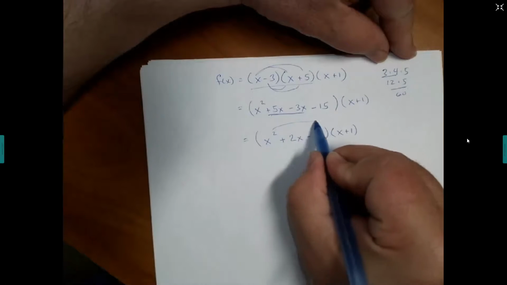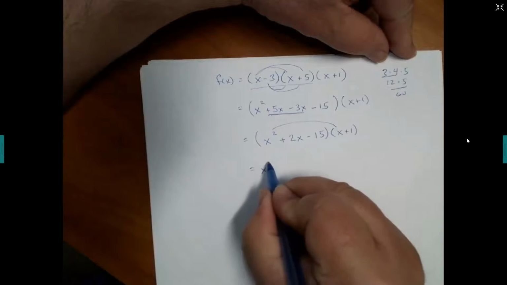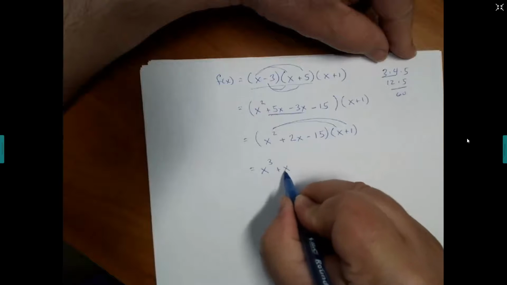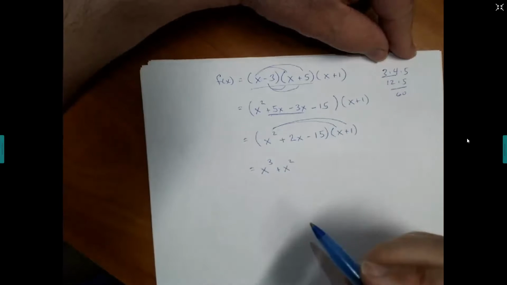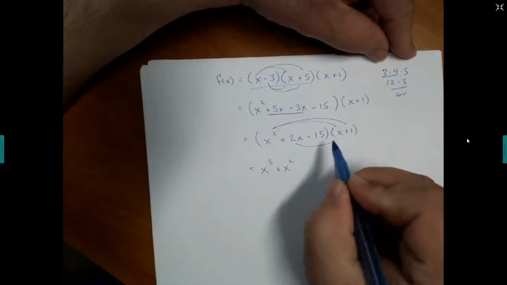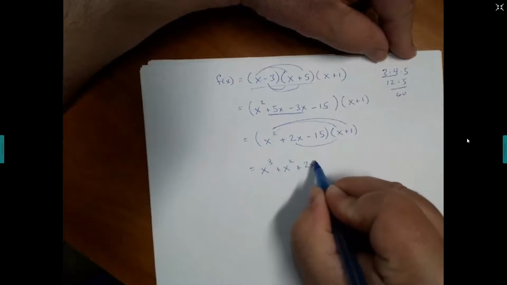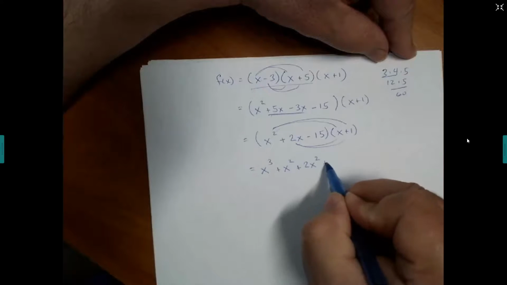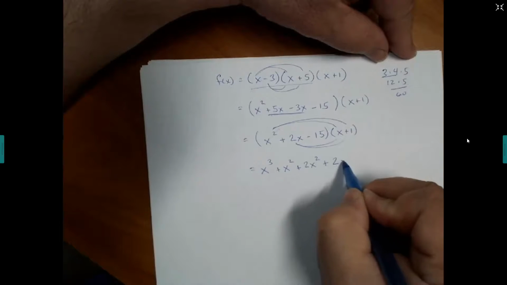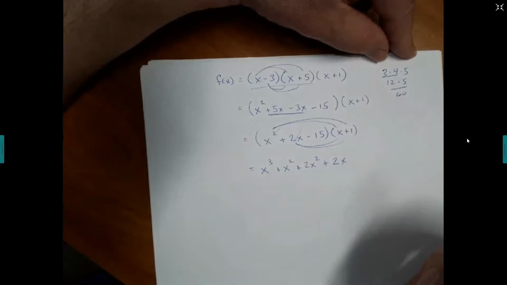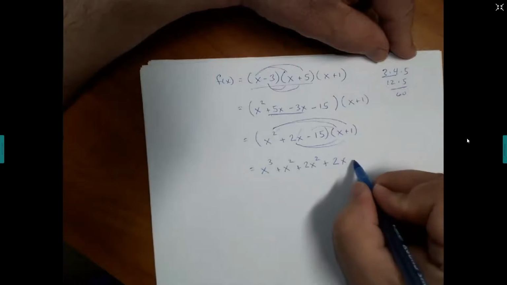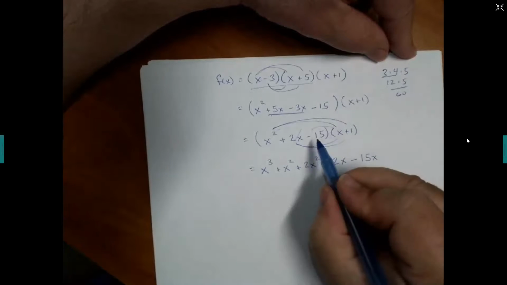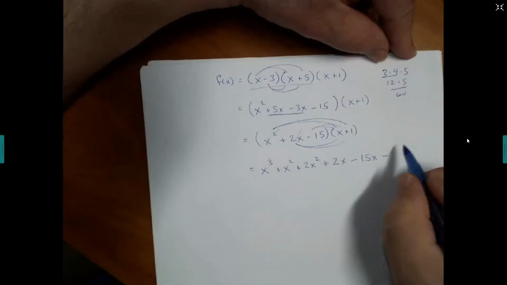Repeat the process. X squared times x is x cubed. X squared times 1 is x squared. So that's it for that one. 2x times x is positive 2x squared. X times x is x squared. Positive times positive is positive. 2 times 1 is 2x. That does it for that one. Negative times positive is negative. 15 times x is 15x. Negative times positive is negative. 15 times 1 is 15.